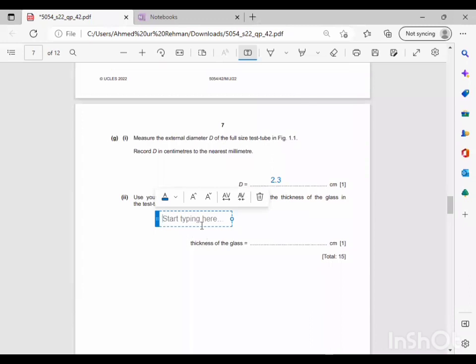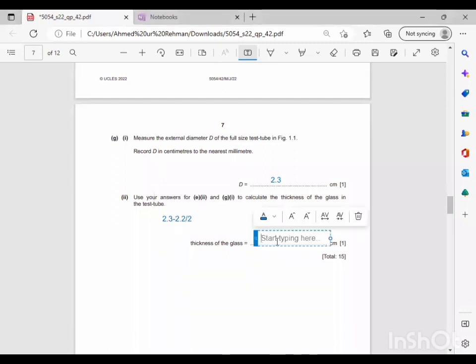So how am I going to calculate? I'm going to subtract my internal diameter from external diameter, right? So this was my external one. My internal was 2.2, right? And divided by 2. This is the formula for calculating the thickness, right? So that is going to be... Okay, let me do it. 2.3 minus 2.2 divided by 2. So this is giving me 0.05, right?